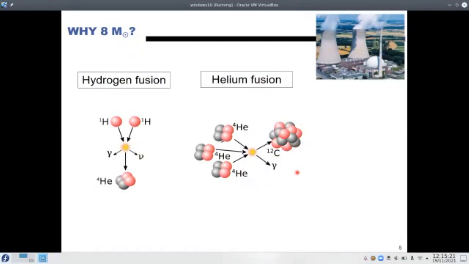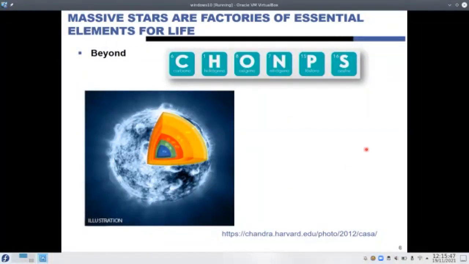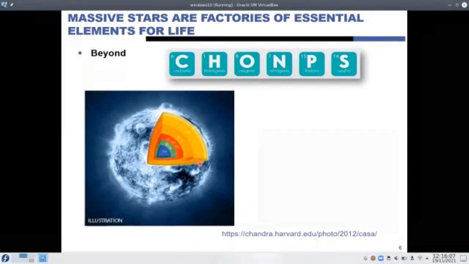And then the nuclear reactions continue in the interior of massive stars. In particular, another atom of helium can fuse with the carbon and form oxygen, and so on and so on, until iron is formed. Why iron? Because iron is the last element of the periodic table that can be formed by fusion in an exothermic nuclear reaction. So at the end of their lives, massive stars have this very particular onion structure with different layers of different chemical composition that reflect the nuclear reactions that power the star during its different evolutionary stages. Then the star explodes and all this material is released into the interstellar medium.